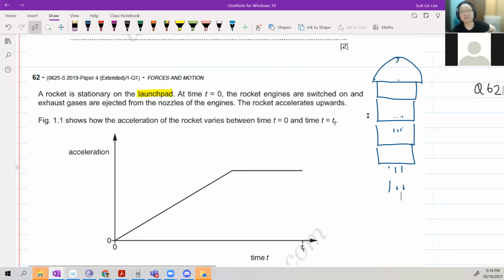Okay. So at t equal to 0, the engines are switched on and the exhaust gas are ejected from the nozzle of the engine. If you remember that Walter Lewin physics lecturer with a colorful shirt, he sat on the bicycle and then he pulled the fire extinguisher and the fire extinguisher shot gas out.